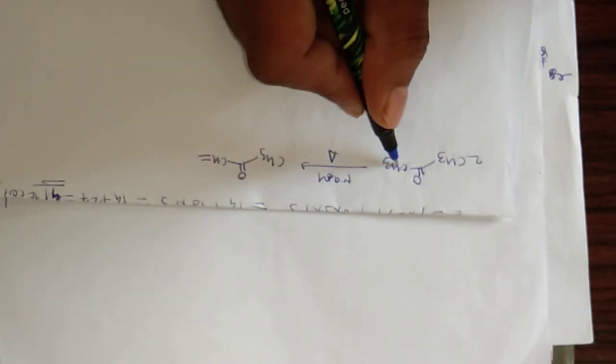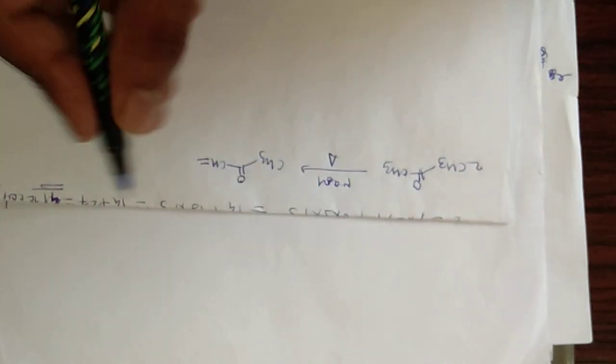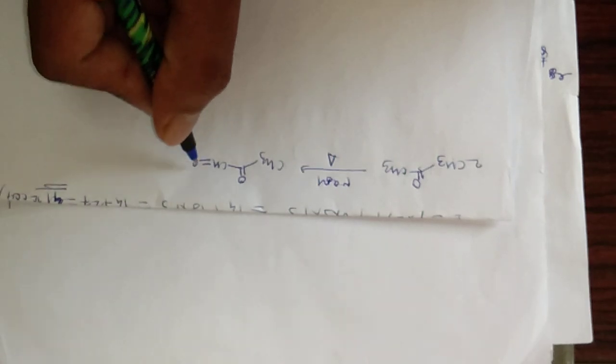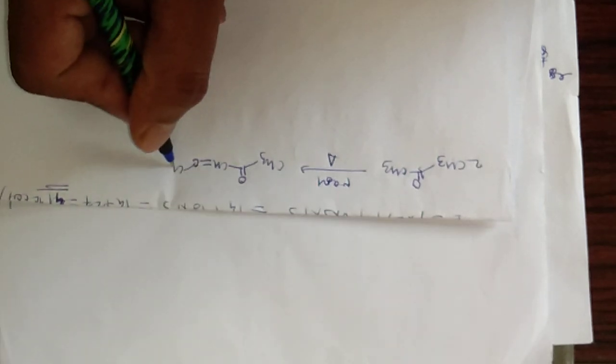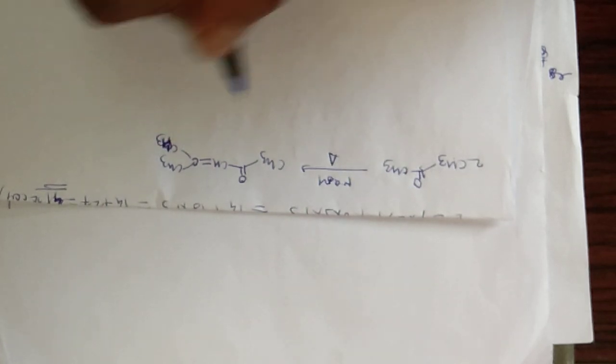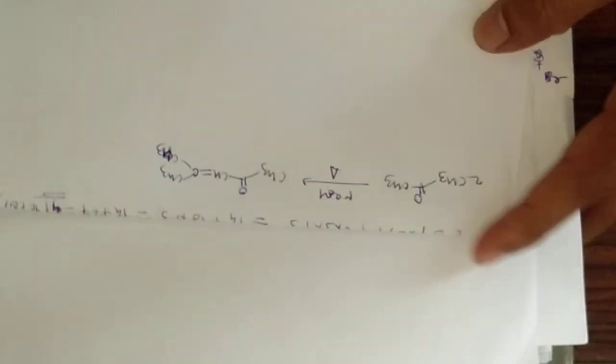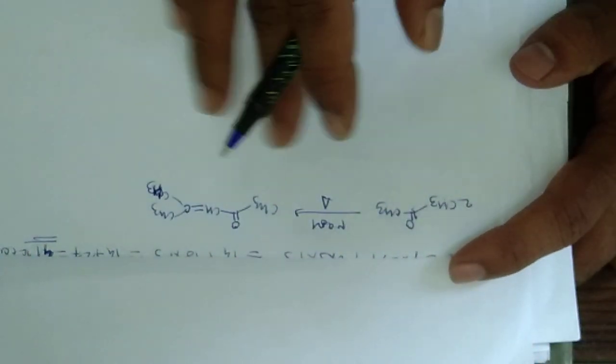This will be bonded with this carbon, CH3, CH3. By the direct method, this will be the product. But what is the mechanism? Again, for practice, I am writing it here.